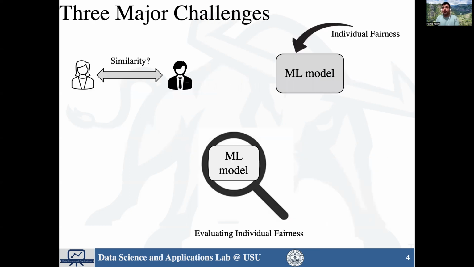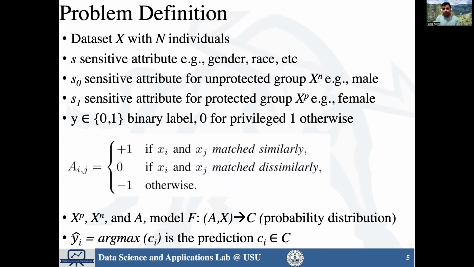However, individual fairness has three major issues. One is, where do we get the similarity? How can we determine similarity between individuals? Another challenge is how we can incorporate this notion of individual fairness in model training and optimization. Eventually, how can we evaluate individual fairness in an effective way? As I will mention later, the current metric that is used for evaluating individual fairness has some shortcomings.